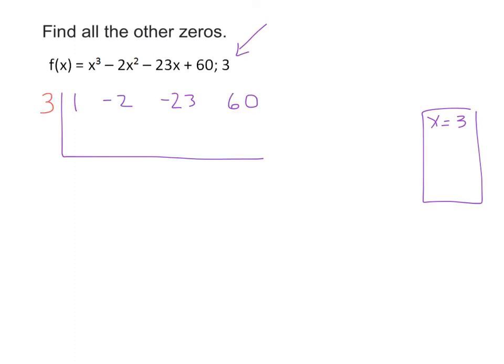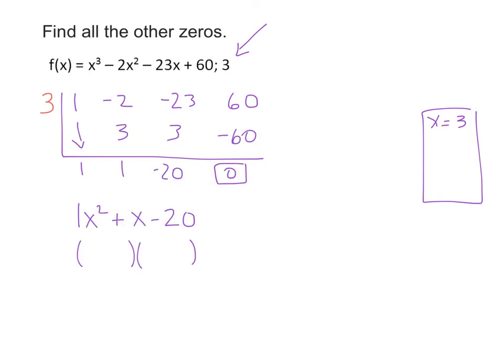Okay, as you set it up, there were no missing terms. Remember, we're dividing on the outside by 3. Okay, and you get the polynomial 1x squared plus x minus 20 with that remainder of 0. And now we factor. x times x gives us the x squared. We're going to need a +5 and a -4 to multiply to give us -20, and that add up to the 1x in the middle here.